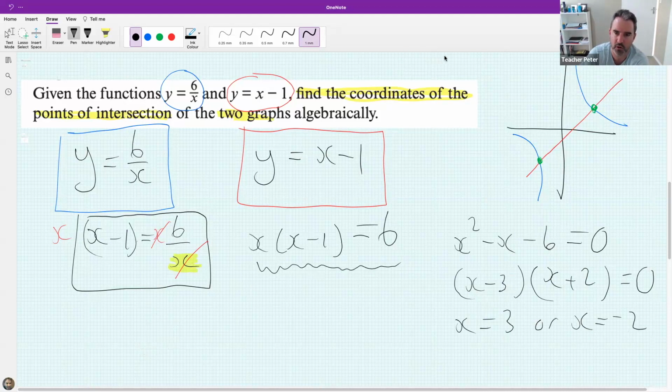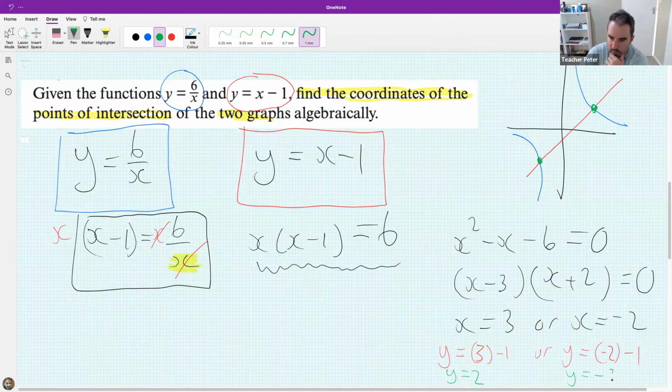So I look back, which one looks simpler? I think the red one looks simpler here. So I'm going to use the red relationship and say y is equal to something minus 1. But that something is 3 in this case, and it is minus 2 in this case. So what's my final answer going to be? Y is going to be 2, and y is going to be minus 3.